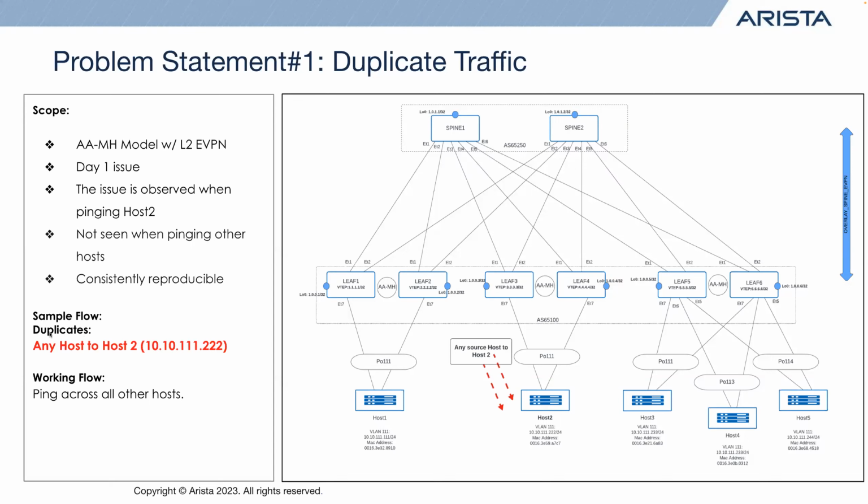So the sample flows are: there are duplicates from any host pinging host 2, which is 10.10.111.222. And the ping across all other hosts is considered working. There are no duplicates. So when host 1 pings host 2, it sees duplicates. But when host 1 pings any other hosts, such as 3, 4, and 5, there are no duplicates. So let's take a look at that on the CLI.